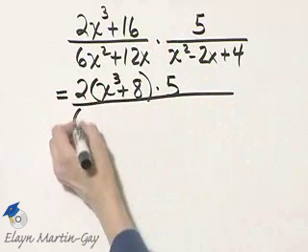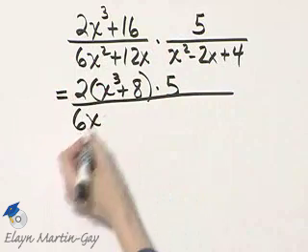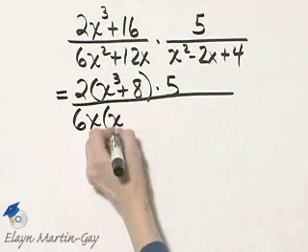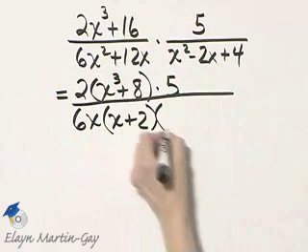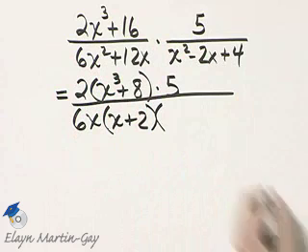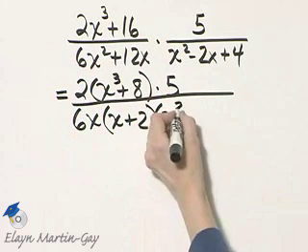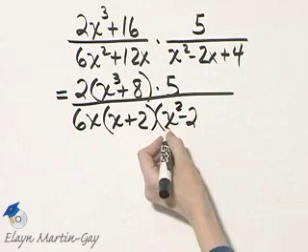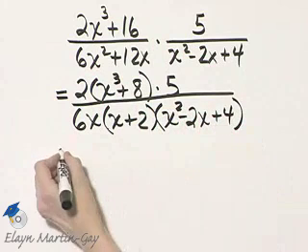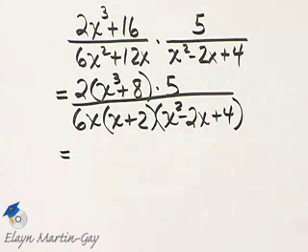There's a common factor of 6x in the first denominator, and I'm left with x plus 2 times this trinomial. You can check that this trinomial is not factorable over integers, so I'll leave it as x squared minus 2x plus 4. Now, can I factor any further?